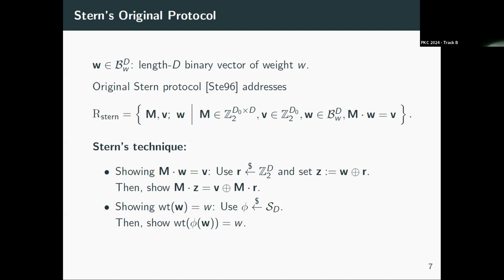In Stern technique, they require 2 components. The first one is a random mask R in order to mask the witness so that they can prove the linear relationship MW equals V. In this way, they set a vector Z equal to the masked vector of W, which means W plus R, and then show that MZ is equal to V plus MR. So the prover can show that MW is equal to V. To show that the weight of W is fixed at some small w, the prover uses a random permutation to permute the witness W and shows that the permuted witness also has the fixed weight w.